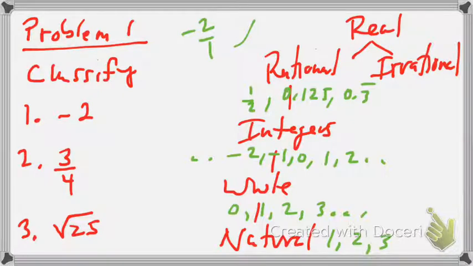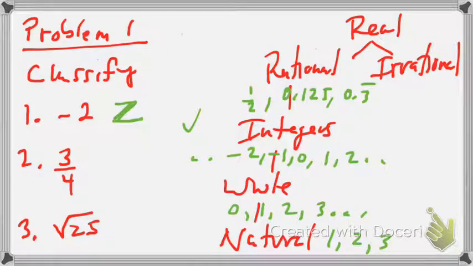Okay, is -2 an integer? So integers include the negative and positive counting numbers and 0. -2 is a negative counting number, so it is an integer. Whole numbers. Whole numbers include just 0 and the positive counting numbers. It does not include the negative counting numbers. So -2 is not a whole number. So the most specific classification of -2 is it being an integer.